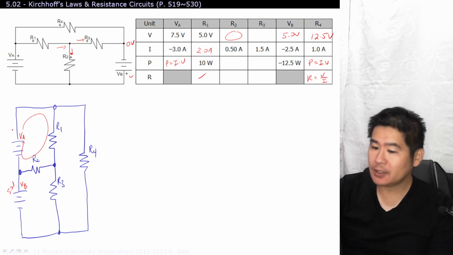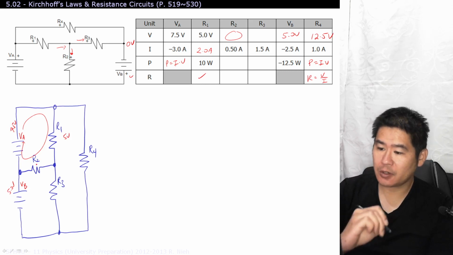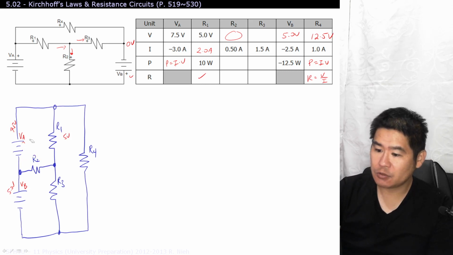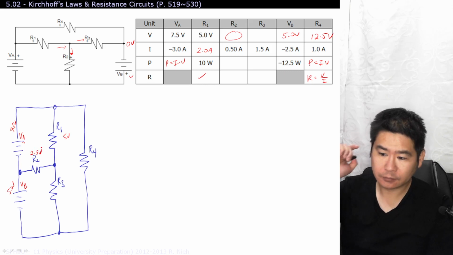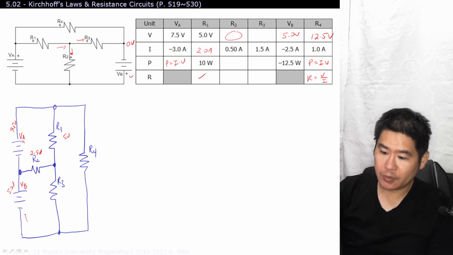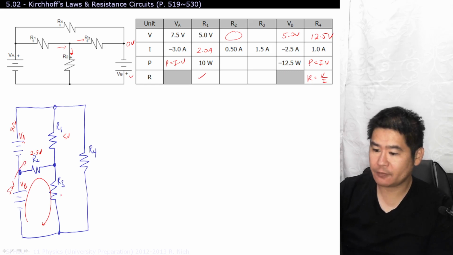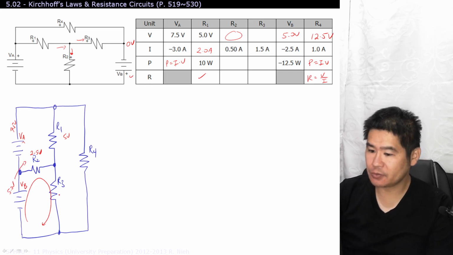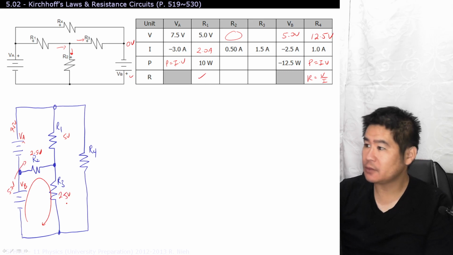So we have a gain of 7.5 volts, and through R1 we lose 5 volts, meaning that through R2 it should have a value of 2.5 volts. So that when we go through this last loop over here, we start off at 5, we subtract 2.5, and that means that R3 must also be 2.5 volts as well.